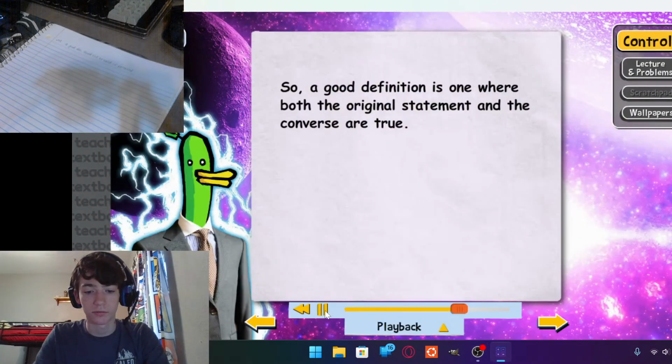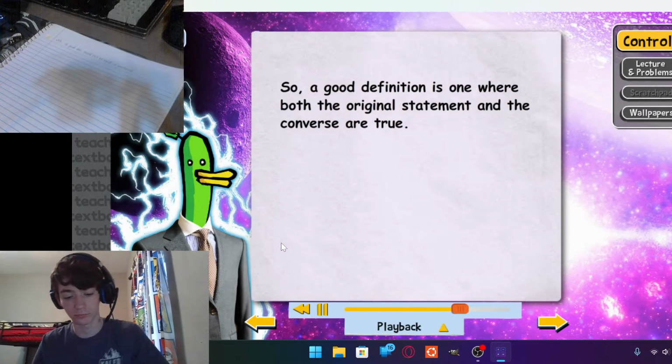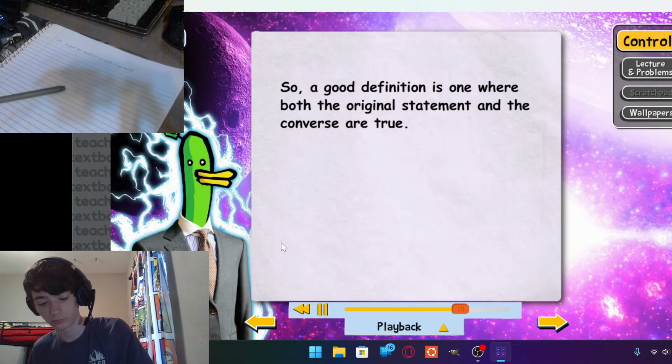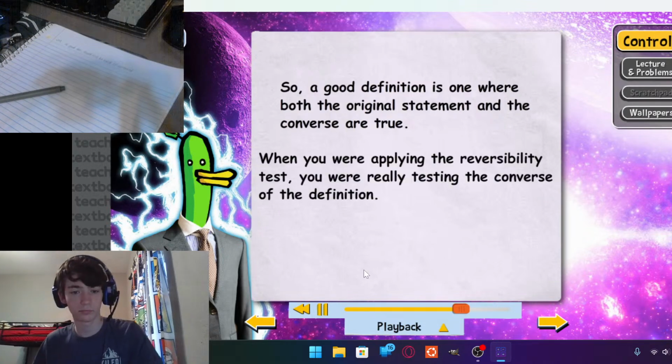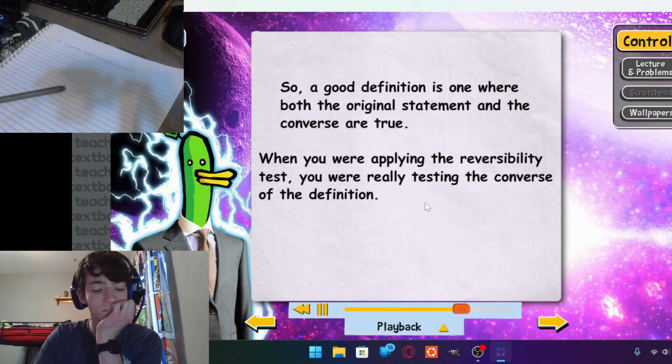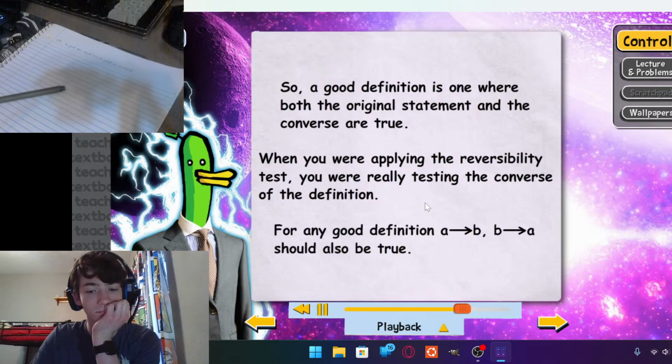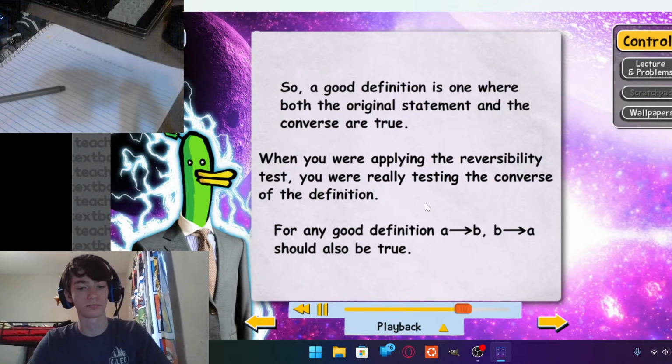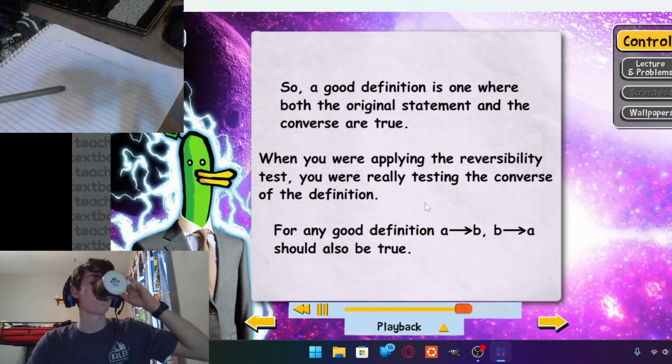Not very well. Was taking the converse of the definition and seeing whether the converse was right. And if it was, then the definition qualified as a good one. You just didn't understand the technical word converse. And then if we wanted to make this point by using symbols, we would say this. For any good definition, A implies B, B implies A should also be true.